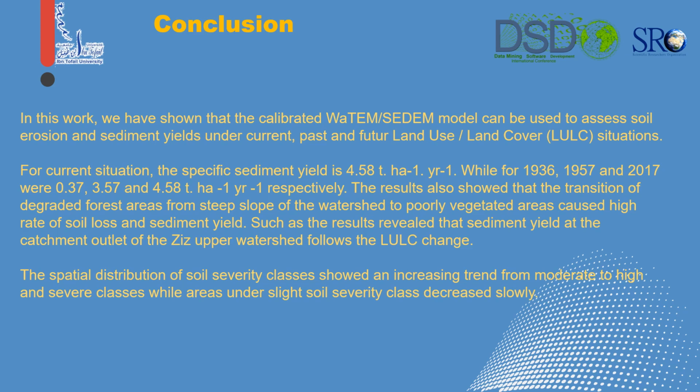The results also showed that the transition of degraded forest areas on steep slopes of the watershed to poorly vegetated areas caused a high rate of soil loss and sediment yield, such that the sediment yield at the catchment outlet of this upper watershed follows the LULC changes. The spatial distribution of soil erosion severity classes showed an increasing trend from moderate to high and severe classes, while areas under slight soil erosion severity classes decreased slowly.